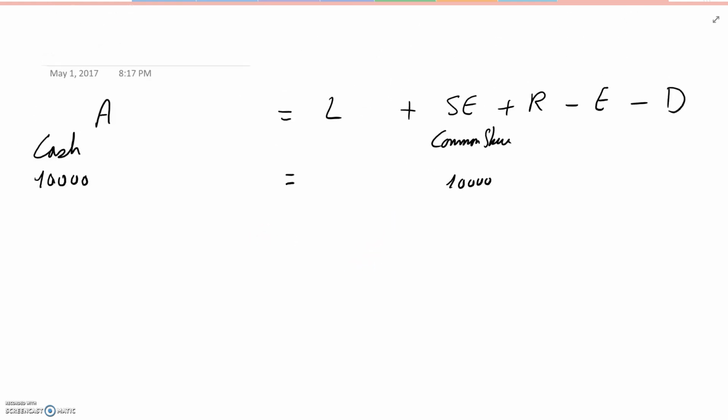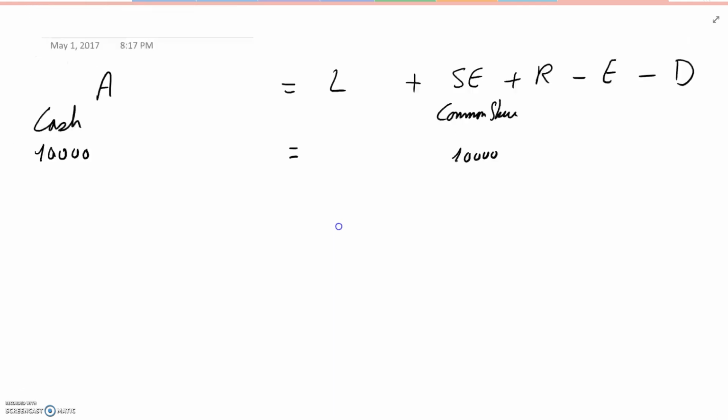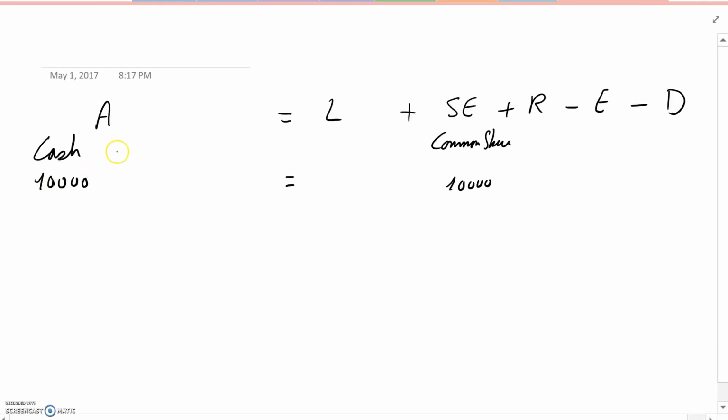And shareholders' equity represented in common shares increases as well because that's what the business owes to the owner. Now, let's say the business bought equipment for, let's say, 7,000. So equipment increases by 7,000, but we didn't pay it in cash totally. So we paid only 4,000 in cash and the rest on account.